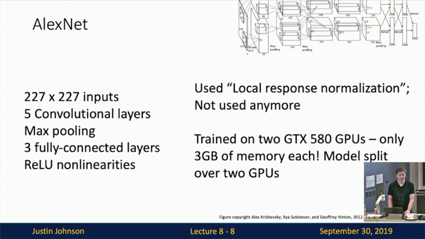And of course, at the top of the slide here is this very, very famous figure from the AlexNet paper that shows this convolutional neural network design of AlexNet. And you can see that it has these five convolutional layers, and it's split into two chunks at the top and the bottom to fit onto the two GPUs that it was distributed against.